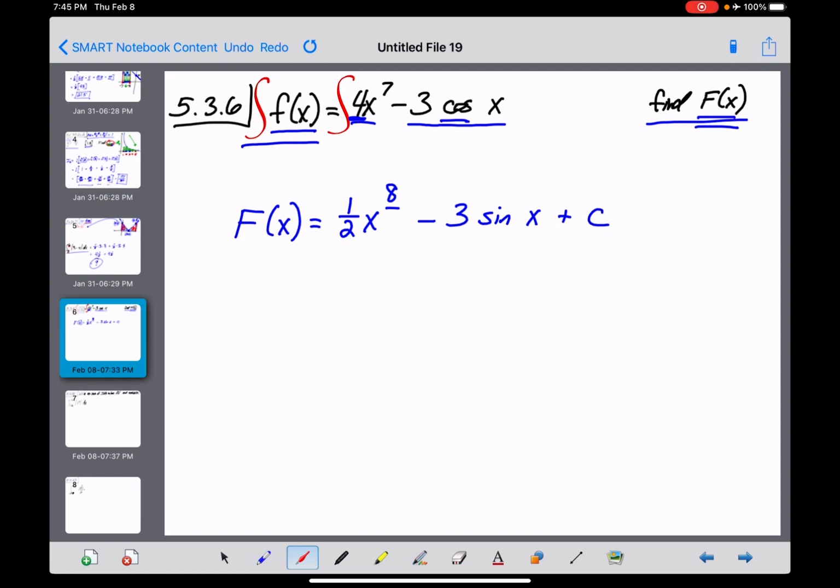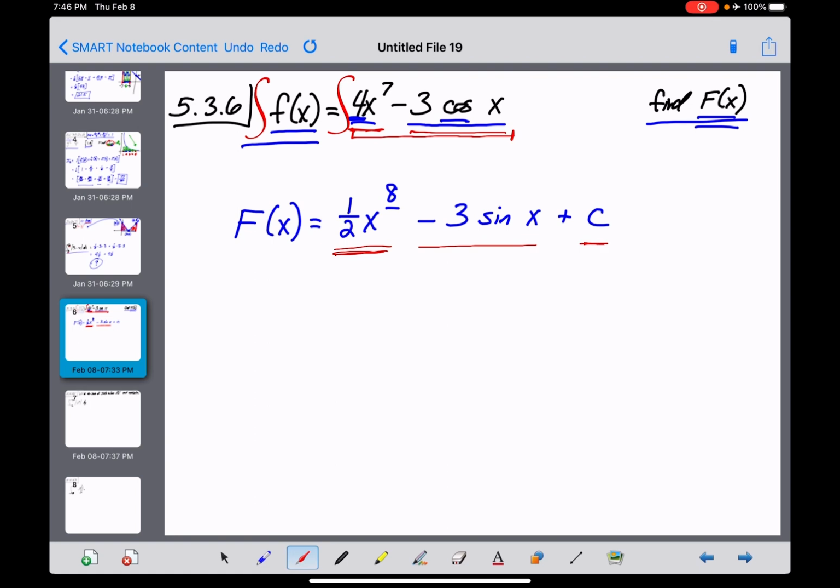Now we can check our answer to any indefinite integral or antiderivative problem by just taking the derivative of each term in our answer and making sure that that gets us the original integrand there. So let's try it. If we were differentiating 1/2 x to the 8th, we'd bring the 8th out in front, multiply it by the 1/2 and get 4, and then drop the power to get x to the 7th. So that term seems to work out pretty well. And the derivative of minus 3 sine of an angle would be minus 3 cosine of the same angle.